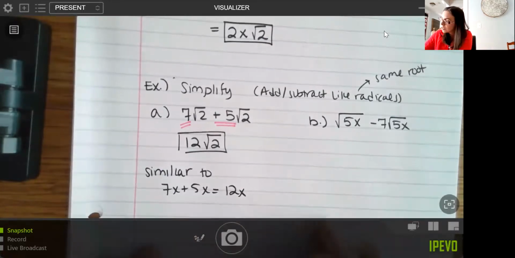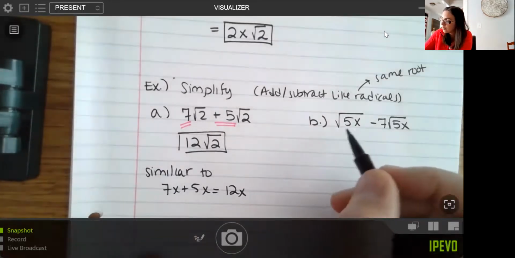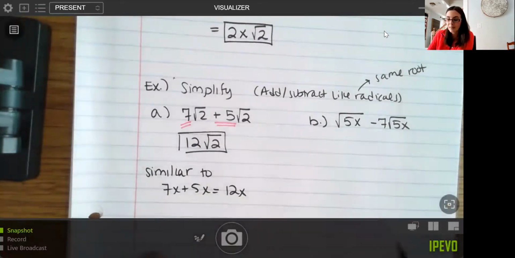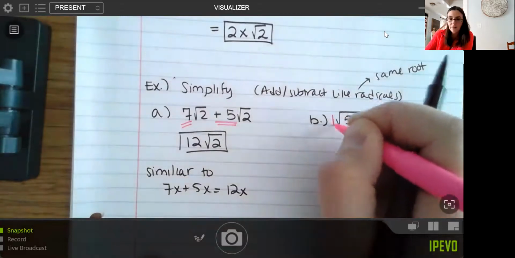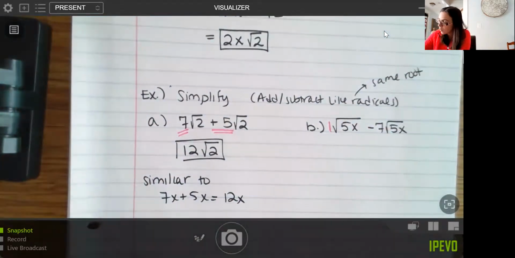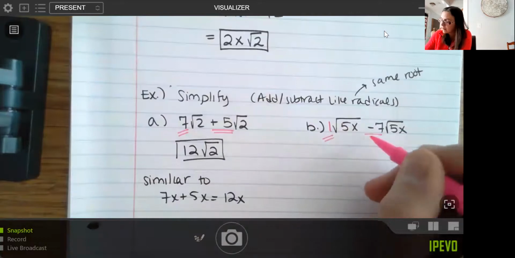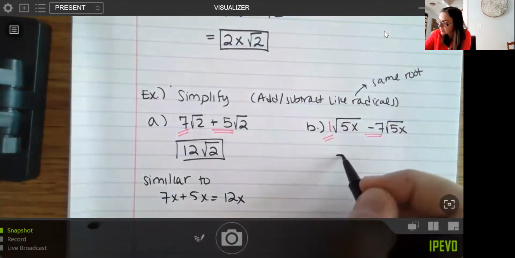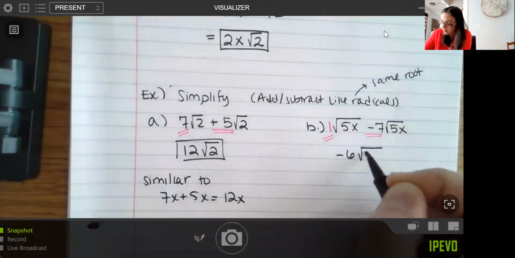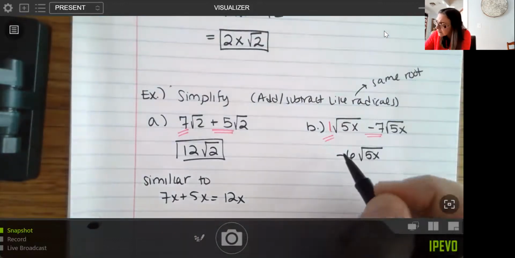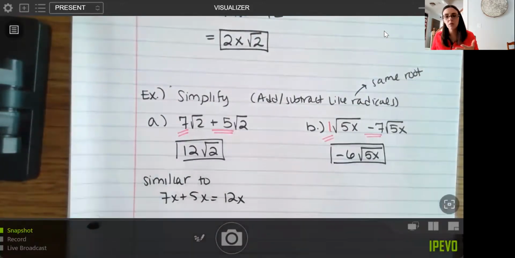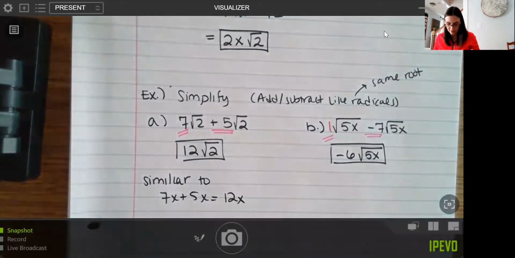Okay. For this one here, notice I have the same root, root 5x, root 5x. So as long as I have the same root, I can go ahead and add or subtract. If you don't have a number out front, you do have a 1 there. So you're actually looking at 1 minus 7, and 1 minus 7 is -6, and then you have that root 5x. Now, if you could simplify your root further, then you would go ahead and do that, but here we really can't simplify anything.